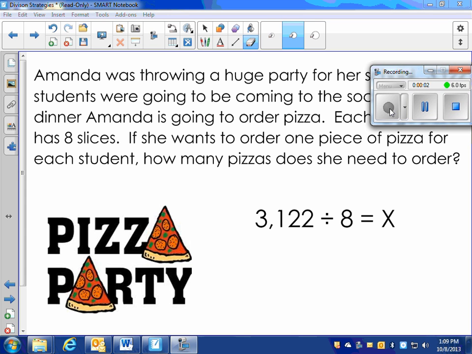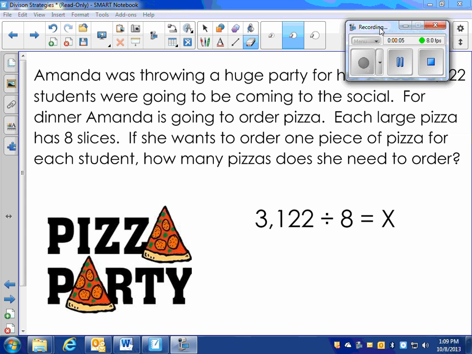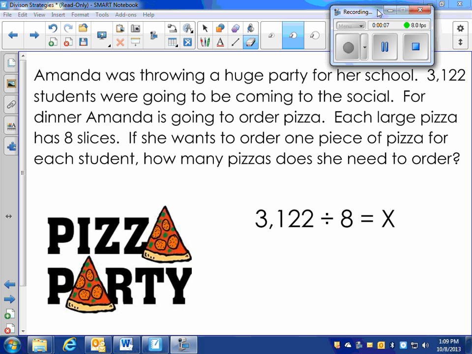Today we're going to look at the area model for long division. And we're going to start with this problem. This is the example that we did in class today.